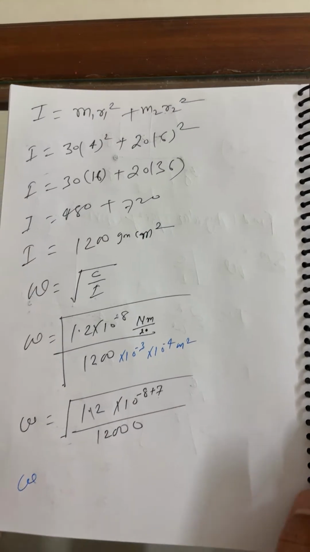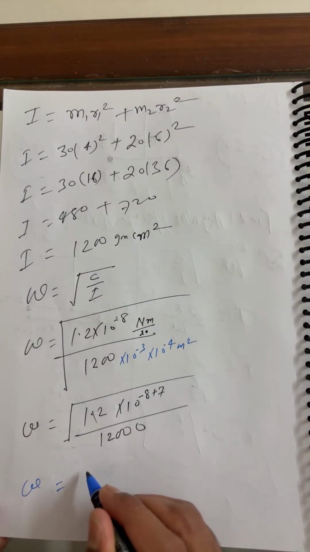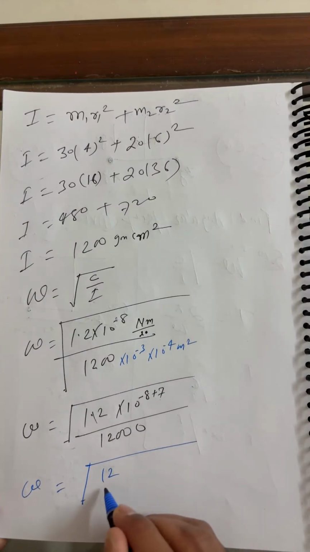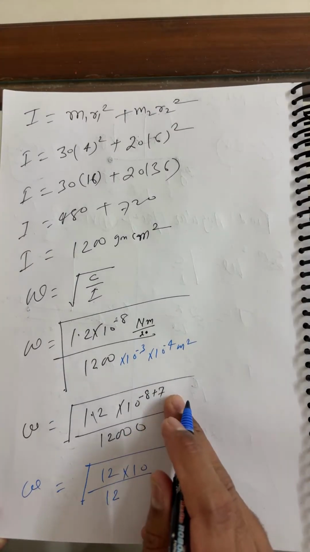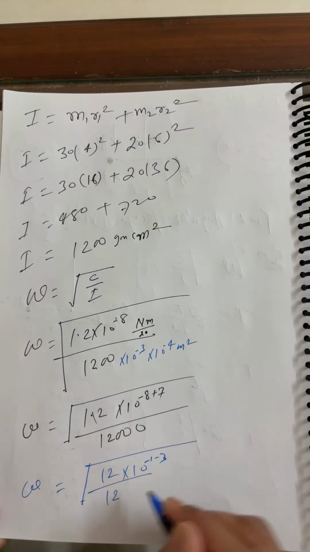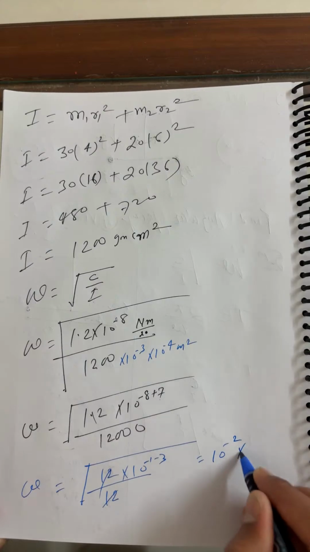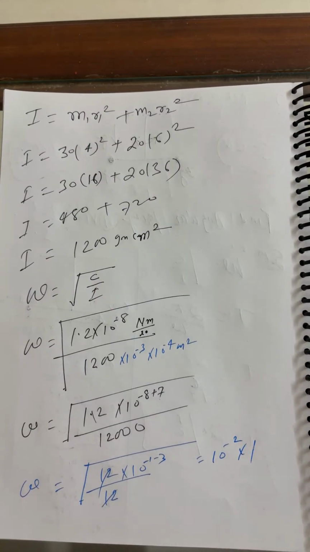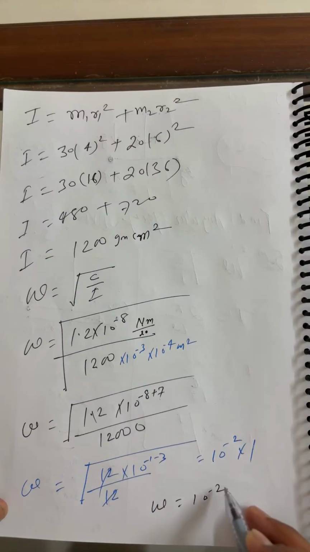Just take 10 over here. So you can write omega is equal to 12 upon 12 into, this is plus 3. So you can say this is minus 1 and minus 3, or minus 4. This is cancelled with this. So we can say this is 10 to the power minus 2 into 1, right? So omega we will get 10 to the power minus 2.